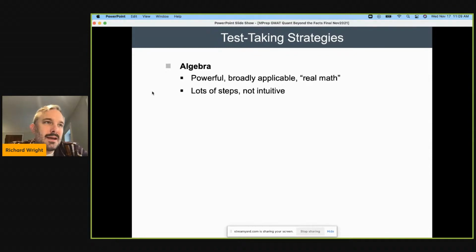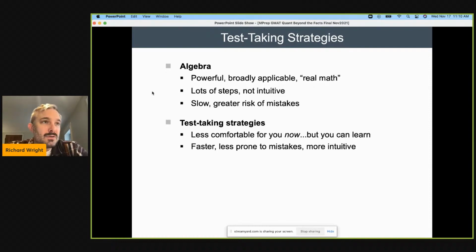The big problem is that every single step you take when you're doing a quant problem is an opportunity for two things. Number one, it's an opportunity for a careless mistake. More steps, more likelihood of a careless mistake. And two, it just fundamentally takes time to do more steps. So on hard problems, while algebra is a really powerful tool that will most of the time get you an answer, it has two big disadvantages. It's slow, and it's more likely to generate a careless mistake.